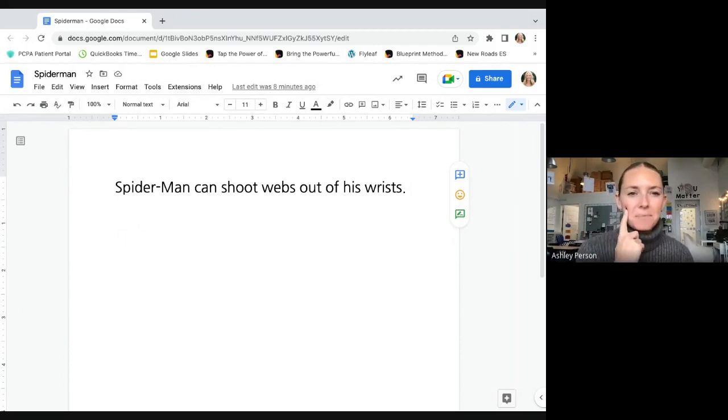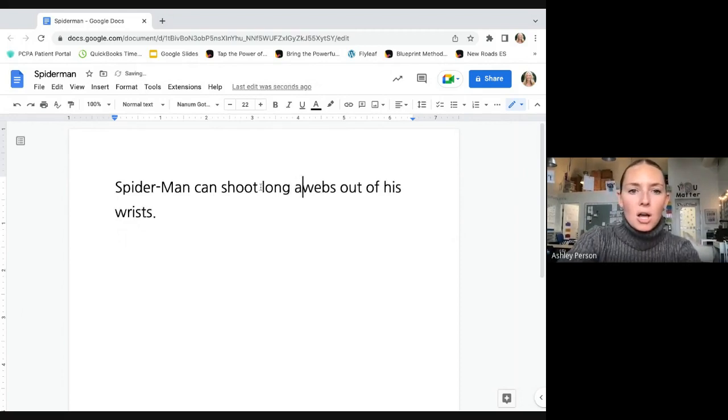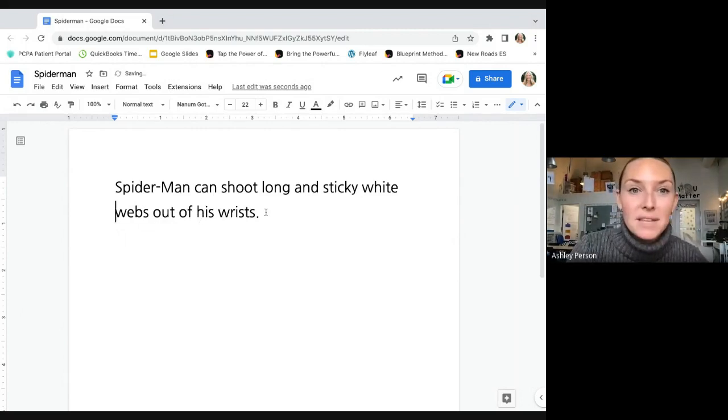So then the student said, Spider-Man can shoot long and sticky white webs out of his wrists. Writers, do you see how this kind of boring sentence just got even better because we added descriptions? We described what the webs look like. If you're talking about baking, you can describe what the batter should look like when it's ready. You can use this in any kind of writing.